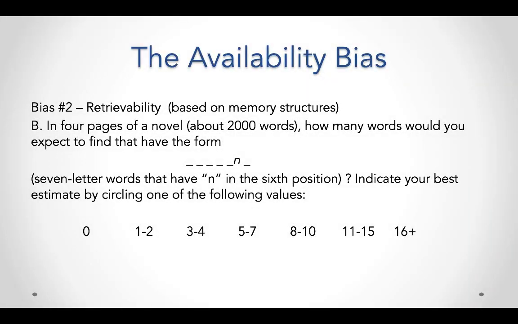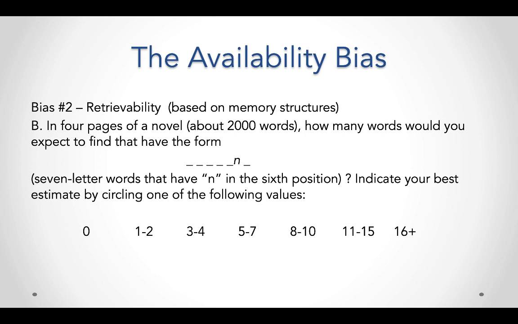which is similar. In 4 pages of a novel, about 2,000 words, how many words would you expect to have that have the form blank, blank, blank, blank, blank, and blank? So similar 7-letter words that have n in the 6th position. Indicate your best estimate by circling one of the following values. So you get to circle again.